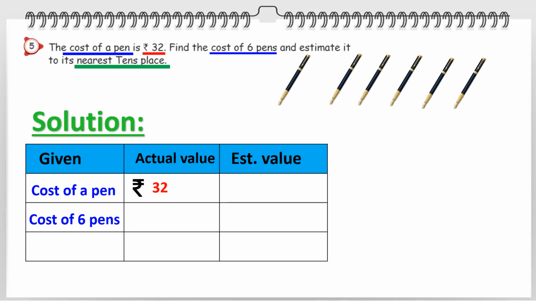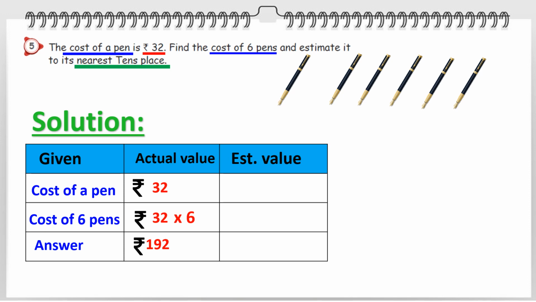So just 32 into 6. That's it. So rupees 32 into 6. Let us see the answer. So 6 2s are 12 and 6 3s are 18. So 180. Sorry, 192. Right. Okay, just to check it.